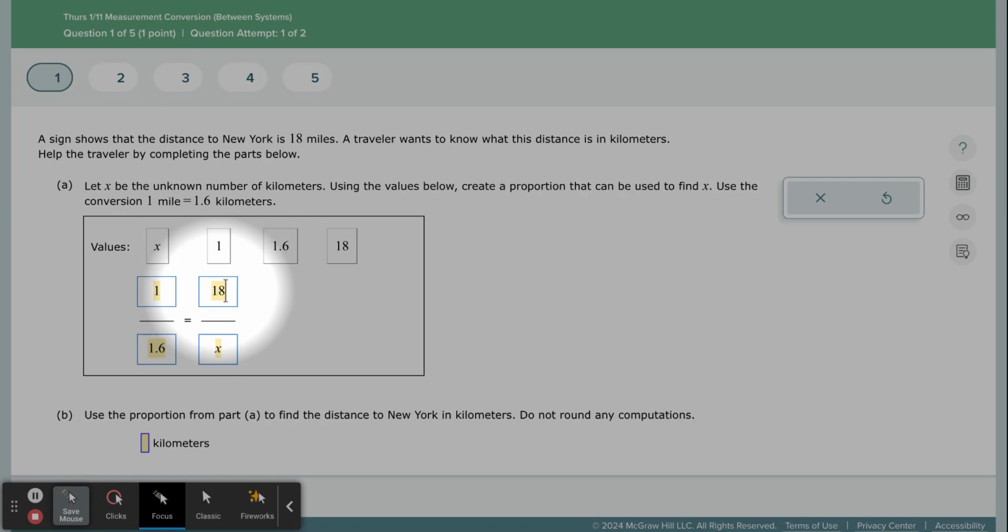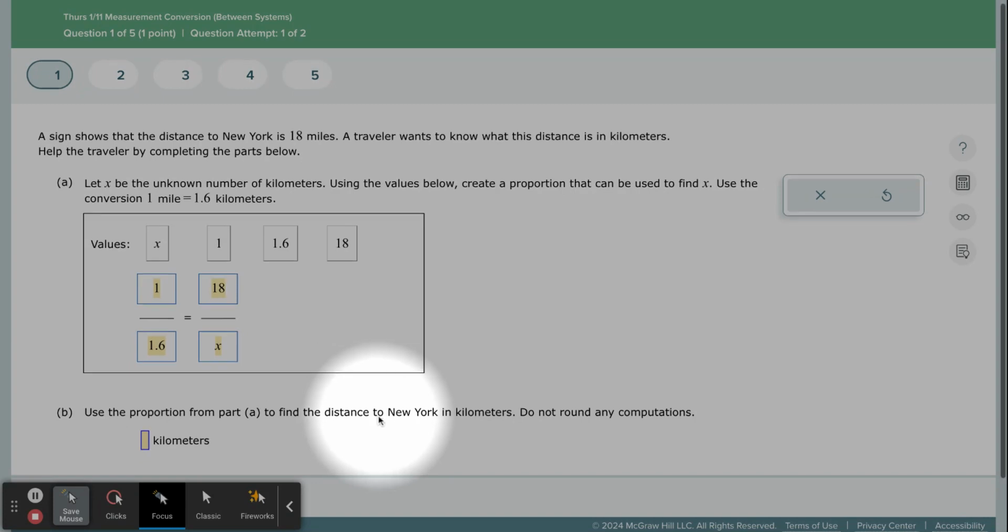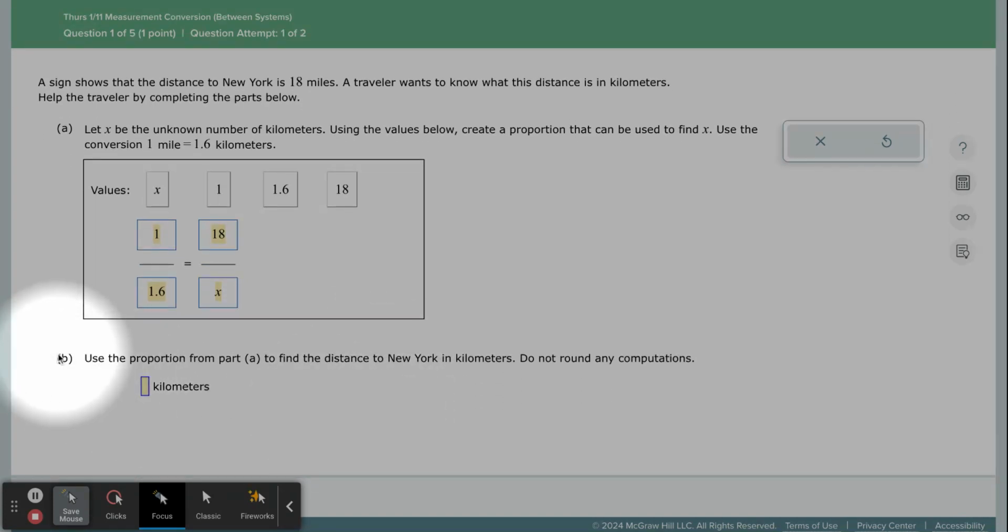So that's all you're doing. It's essentially what we did before. You just happen to be writing it all out. Okay. So we're setting up what we found in our conversion chart. We're setting up what we're looking for in our problem. And then it says use a proportion from part A to find the distance. Okay, so basically it's just saying, hey, part B is, solve it. And then don't round anything.